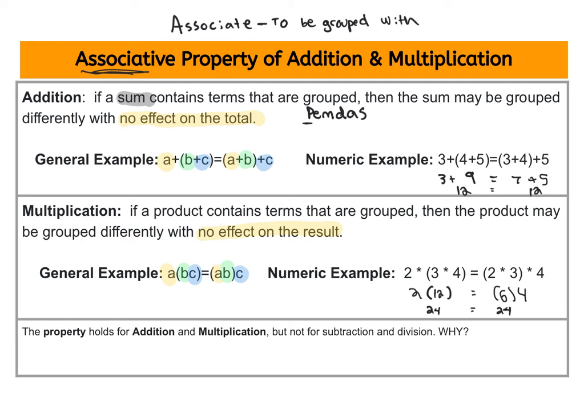Okay, and once again, this does not work for subtraction or division because order matters. If we group 2 minus 4, minus 3, this becomes -2 minus 3, which becomes -5, and that does not equal... again, we have to do parentheses first. So 4 minus 3 is 1, and 2 minus 1 is 1. So -5 does not equal 1.